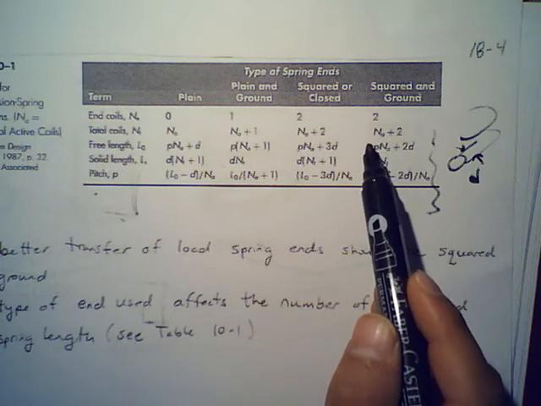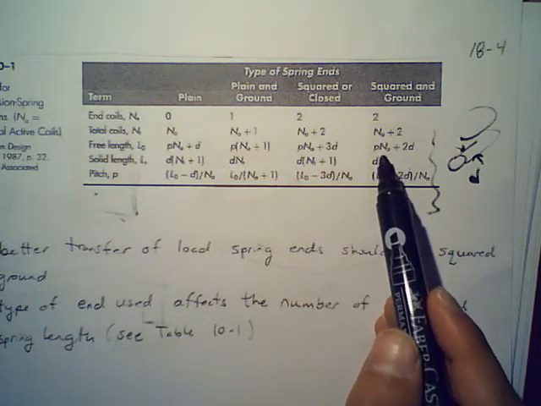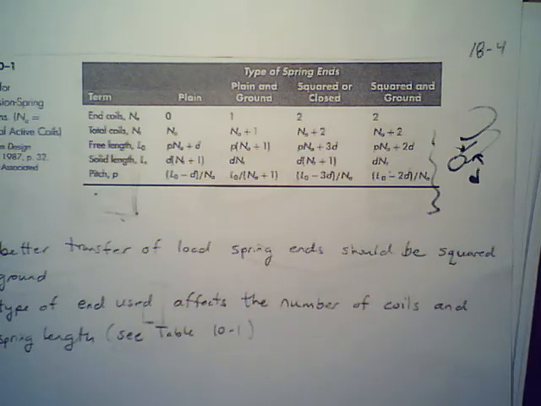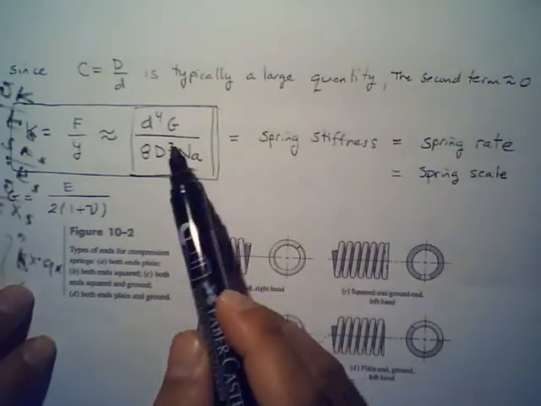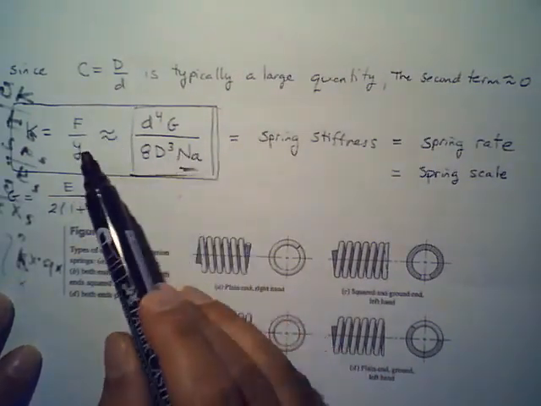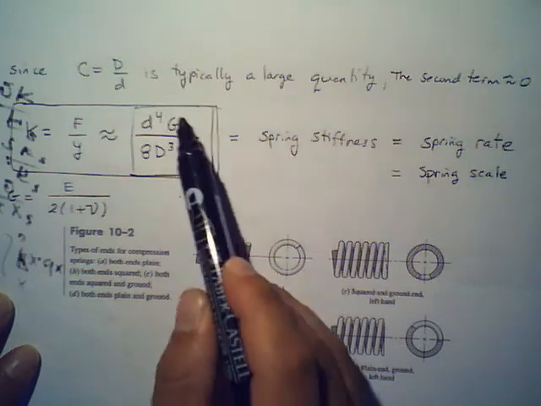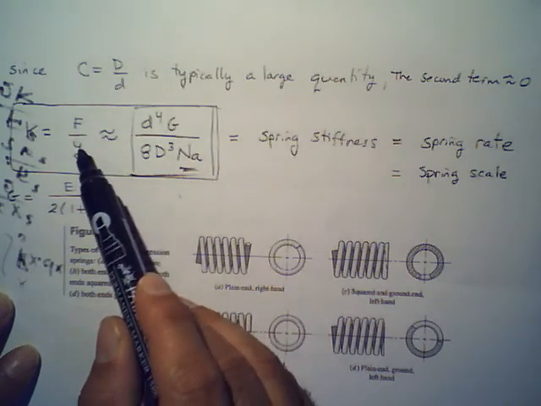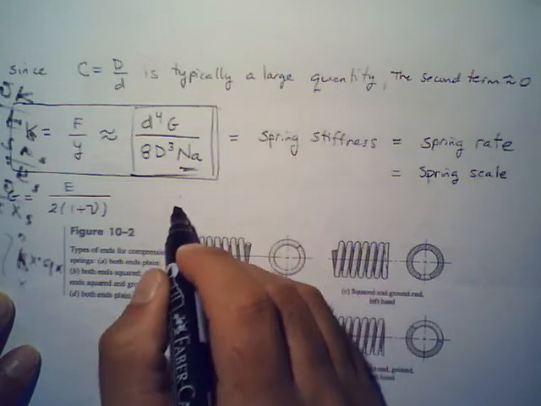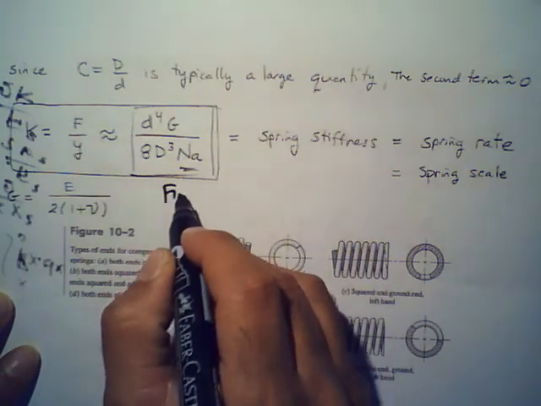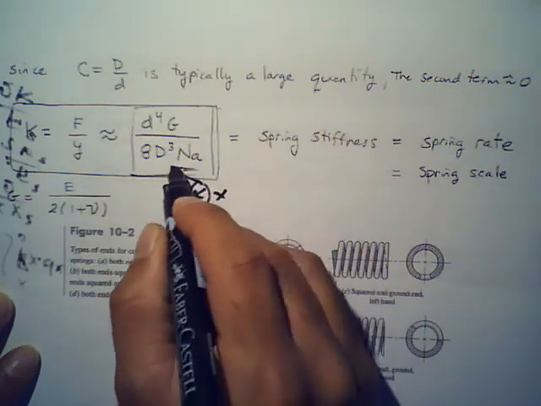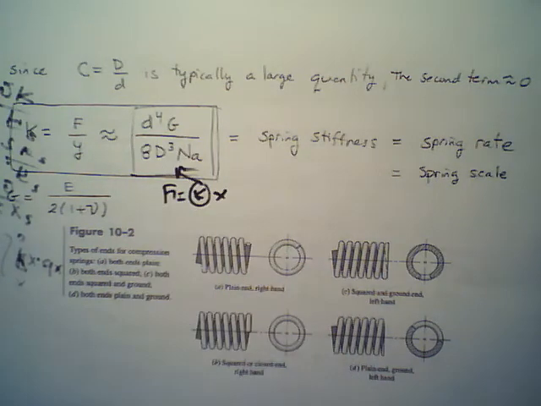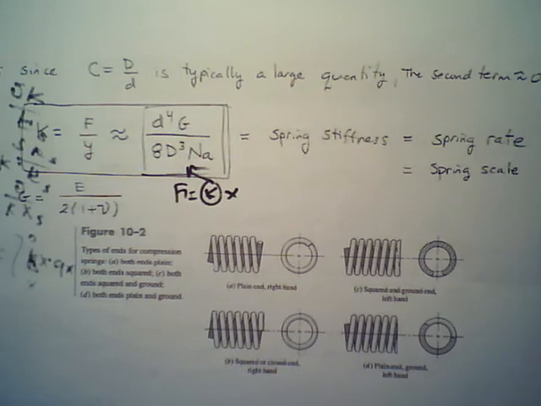Once you get the number of active coils, you can come back and find the number you need, which is called the spring stiffness. That spring stiffness essentially allows you to relate the force to the yield, and this is basically K, as you guys are used to. So F is equal to K times X, and this is K of the actual spring based on the geometry of the spring, modulus of elasticity, mean coil diameter, etc.